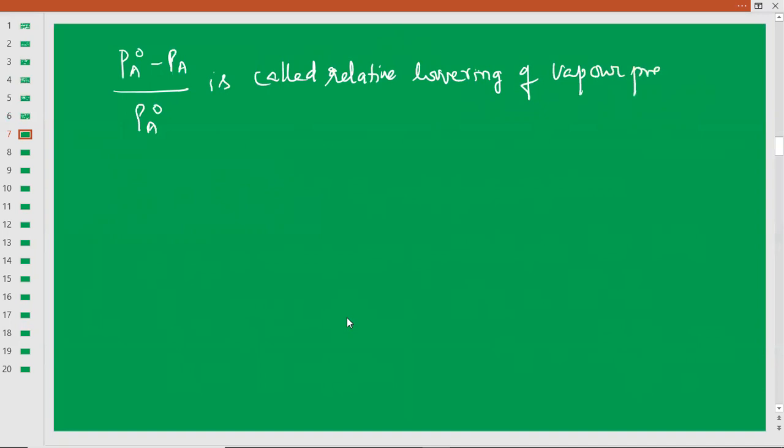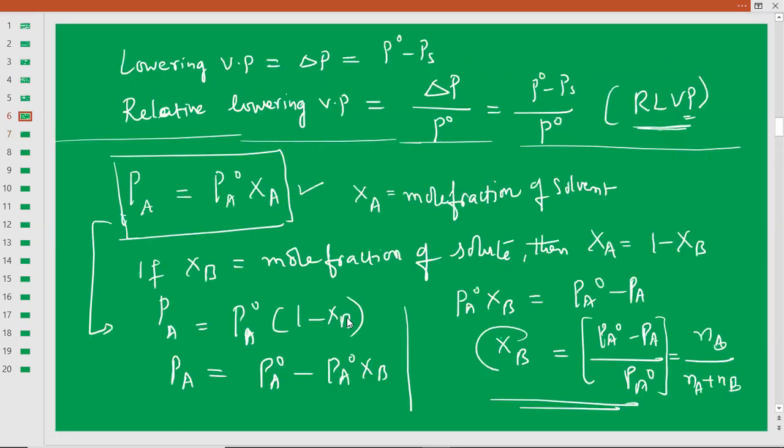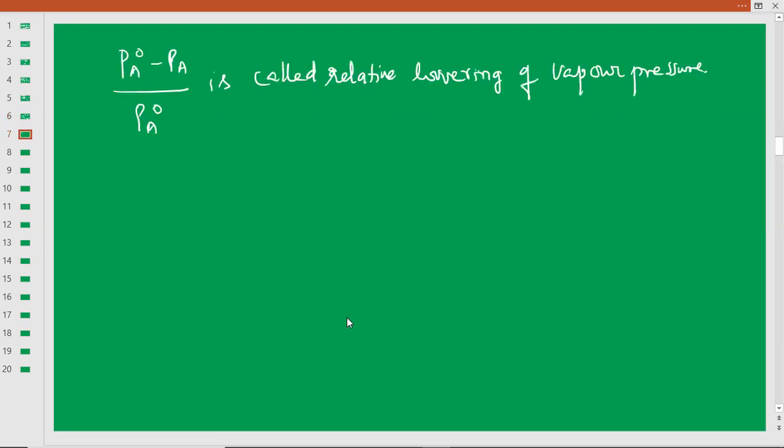Relative lowering of vapor pressure. Therefore, from the discussion here, we have what we have made. What is XB? Mole fraction of solute. Therefore, what is relative lowering of vapor pressure? Raoult's law. This is Raoult's law. So what is the Raoult's law now?